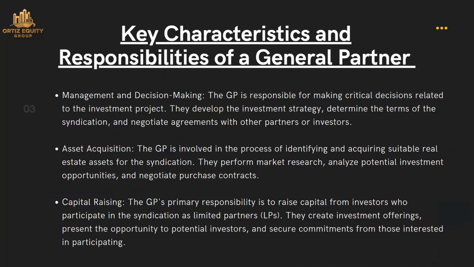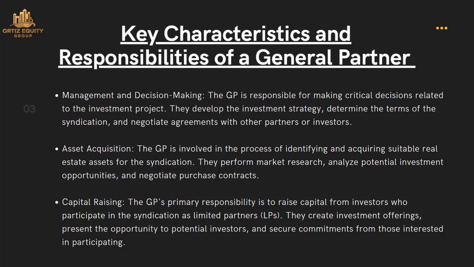Management and decision making. The GP is responsible for making critical decisions related to the investment project. They develop the investment strategy, determine the terms of the syndication, and negotiate agreements with other partners or investors, right? And why this is very important when choosing a GP or when investing into a syndication is because, depending on your team's track record and your team's experience managing existing properties, they'll be able to determine and make the right decisions when coming across a hurdle or an obstacle during your repositioning of the asset.